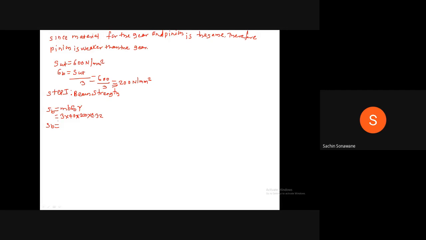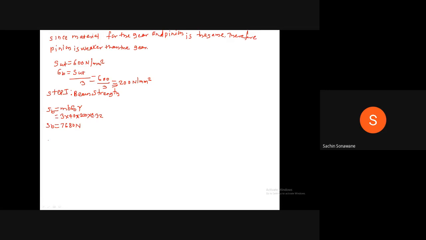Anyone can tell me the value? Pranay? 7,680. Good. 7,680 Newton. Because this module is in mm, face width is in mm, therefore mm into mm square. And this 200 Newton per mm square. Therefore, that mm square and this mm square will get cancelled. And we will get SB is equal to 7680 Newton. This is the step 1.